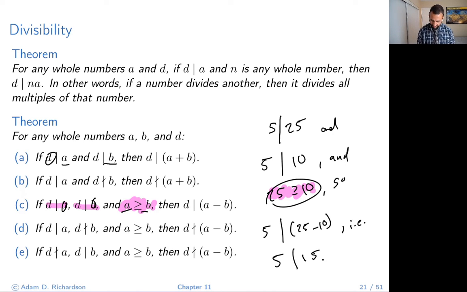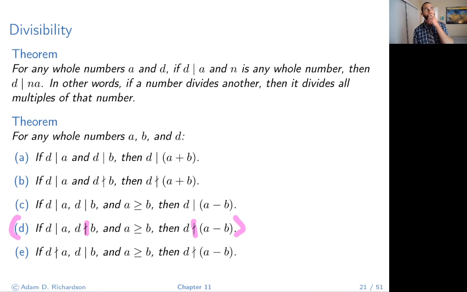All right, now you can probably guess where this is going in the next one, right? Because it's similar to parts A and B. This one right here says the same thing kind of, except if D does not divide the second number, then D does not divide the difference. So let's do an example of that.